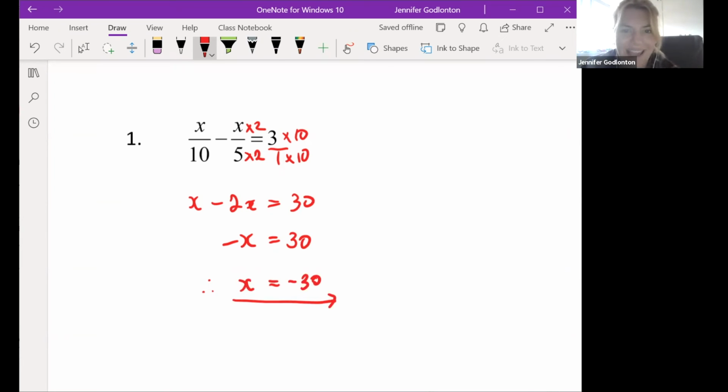Okay, guys, so as soon as we have a fraction equation like this, all you want to do is find a common denominator so that you can get rid of your denominator, and then you can just solve it like a normal equation.